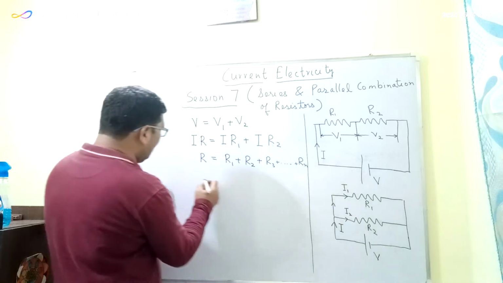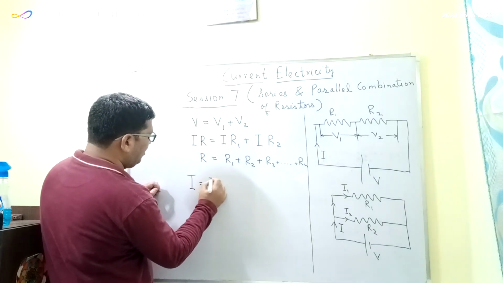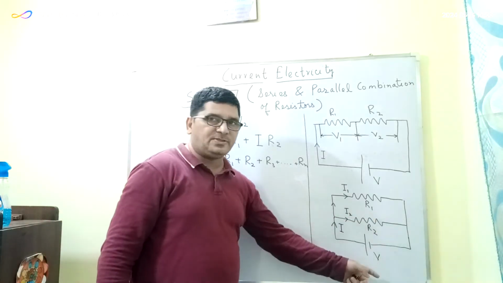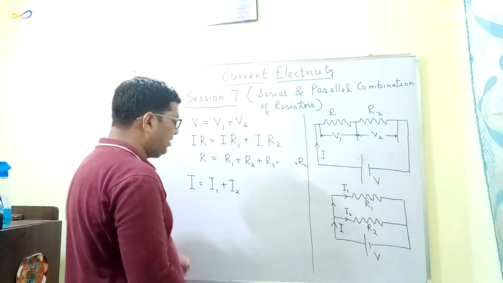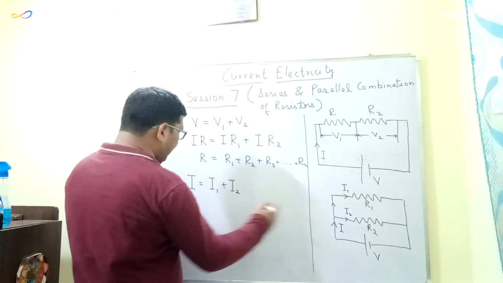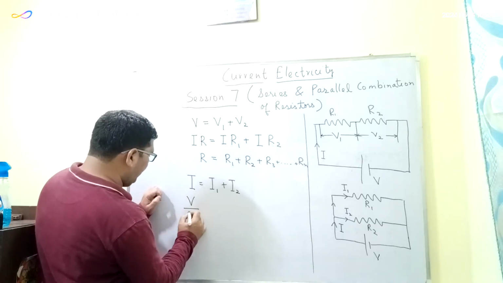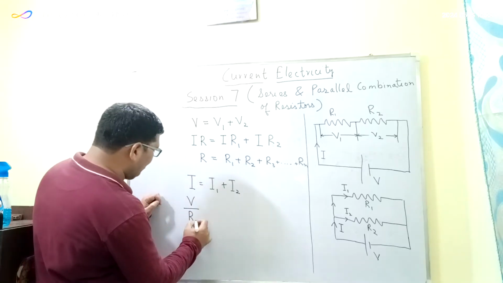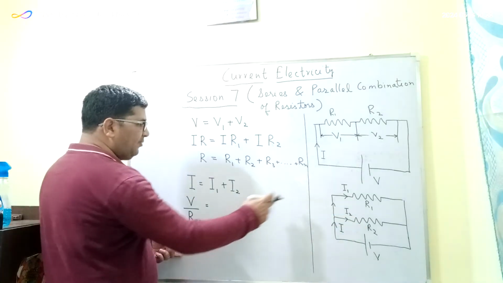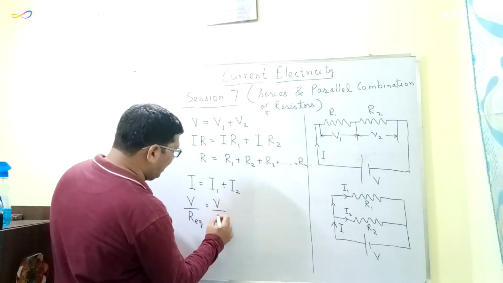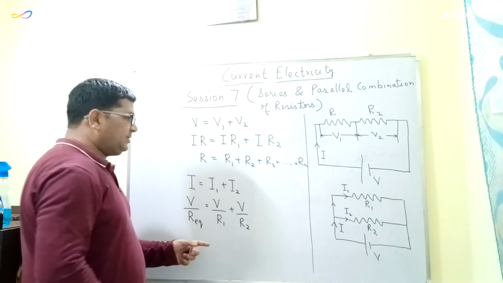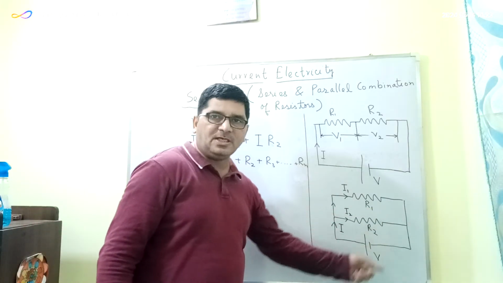So here I will be equal to I1 plus I2, and in the parallel combination the potential difference across each resistor is the same. So I is equal to I1 plus I2. Now I can be written as V upon R, where R is the equivalent resistance of this parallel combination, and this will be equal to V upon R1 plus V upon R2, since the potential difference across each resistor is the same.